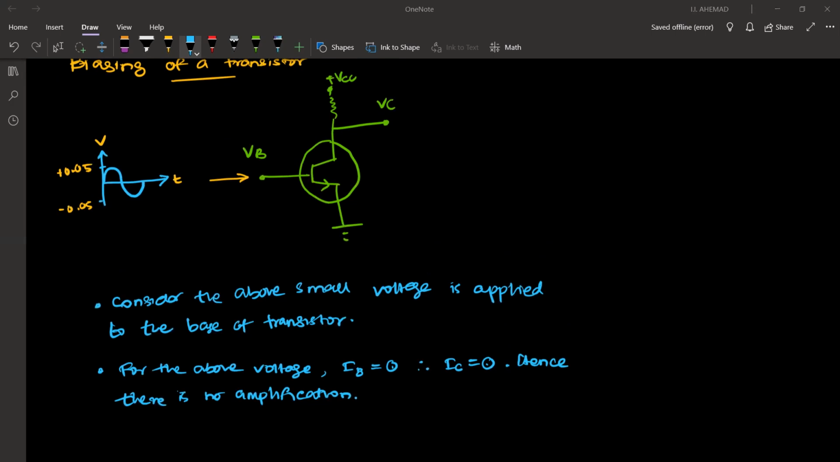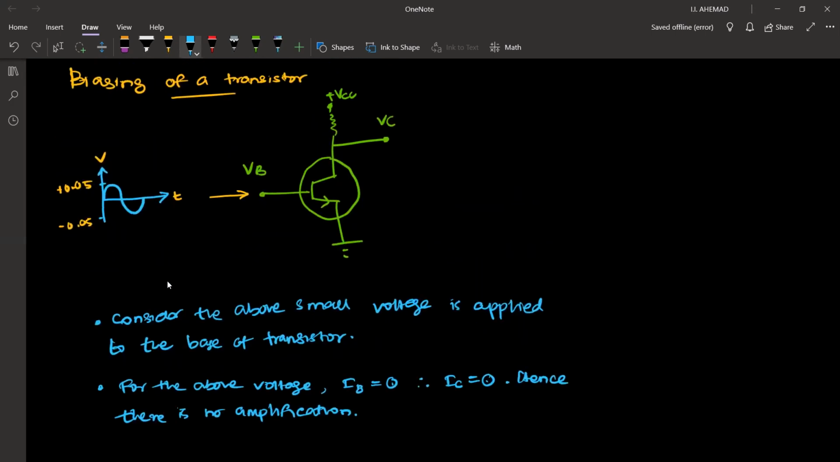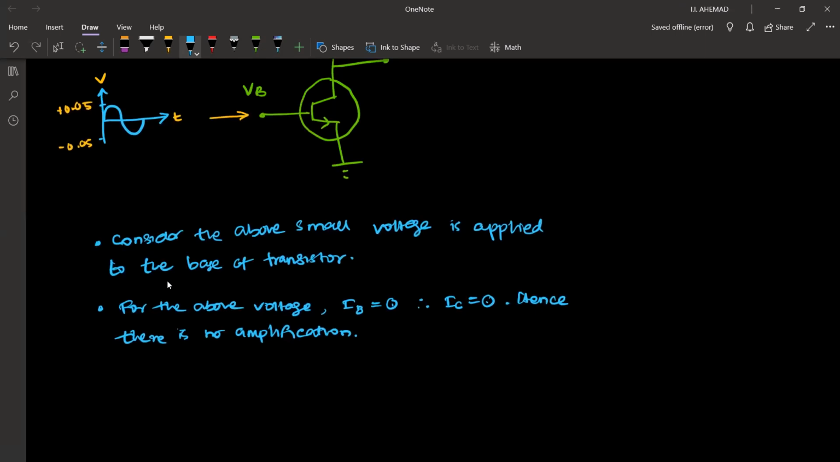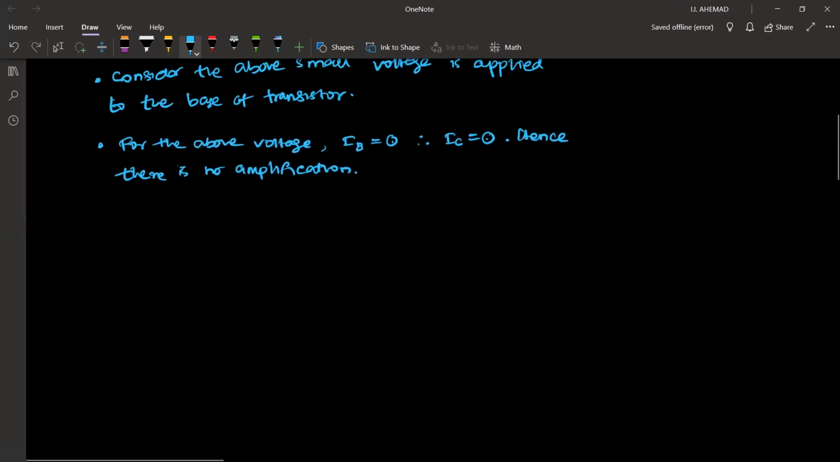To overcome this problem, we do something called biasing. Biasing means we already keep this point at 0.7 volts. We place it at 0.7 volts. Therefore, if I give a signal, it will change that voltage. For example, we can do this.